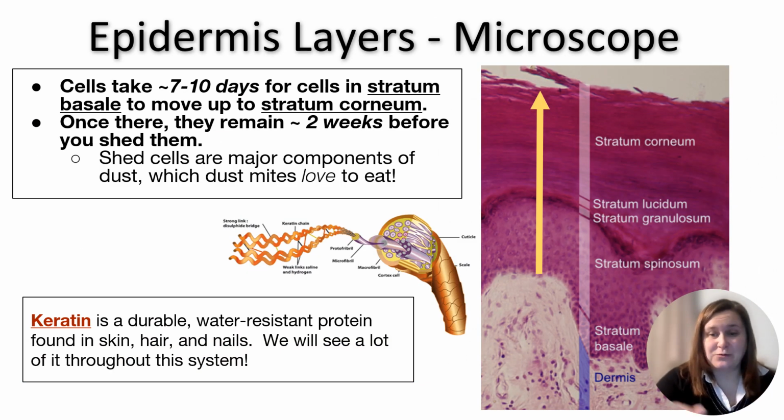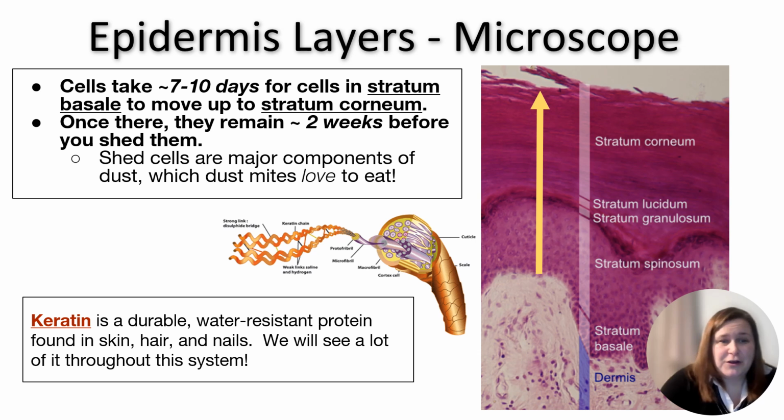Okay, so the way that the skin works, as these top cells slough off, more cells move up from the bottom and then take their place. So this process is always happening. Cells can take about 7 to 10 days for the cells in the stratum basale, which remember is our lowest layer, to move up to the stratum corneum. Once there, they're going to remain for about 2 weeks before we shed them off. Shed cells are going to be a major component of dust.